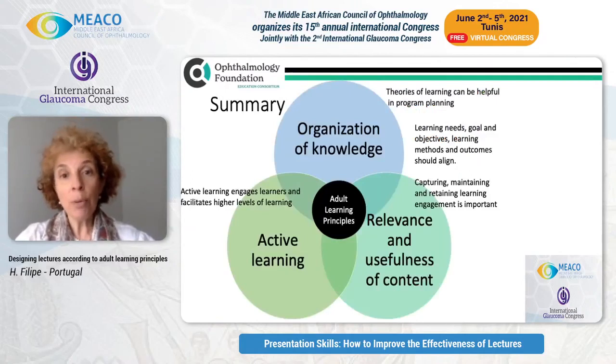In summary, theories of learning can effectively inform the instructional design. Aligning needs, goals, objectives, educational strategies and evaluation is key for successful learning. Capturing, maintaining, and retaining learning engagement is important. And finally, active learning engages learners and facilitates higher levels of learning.